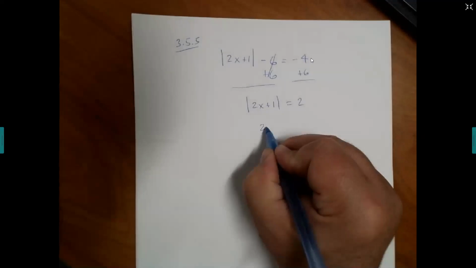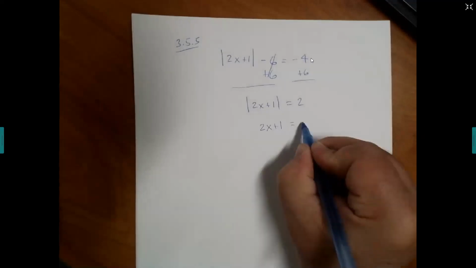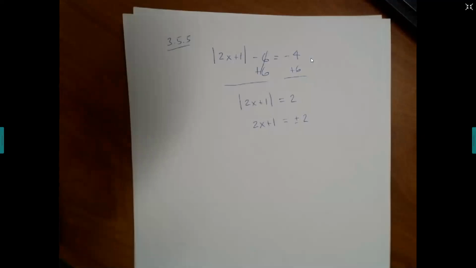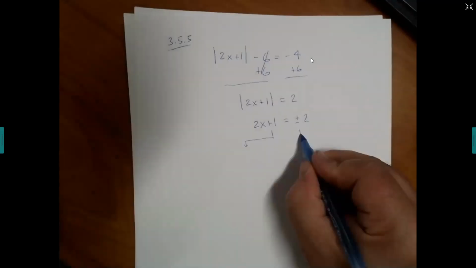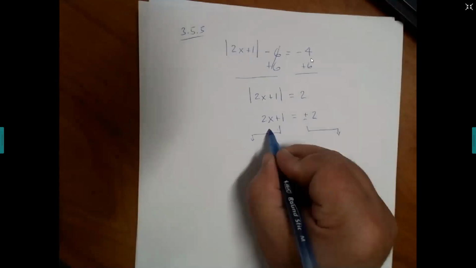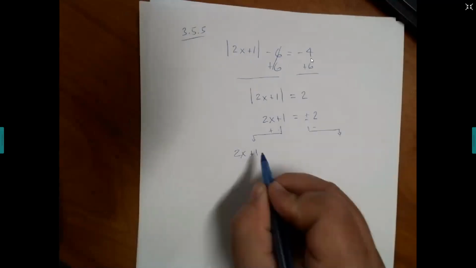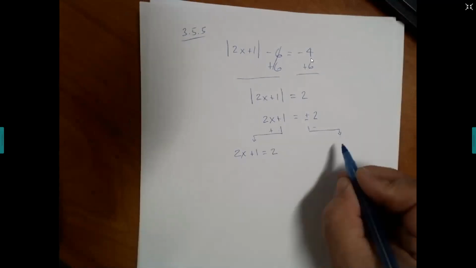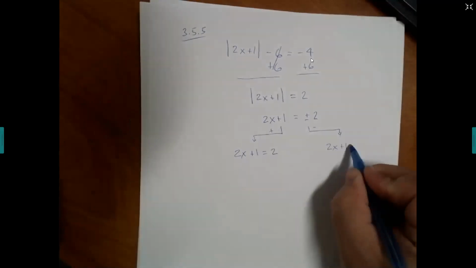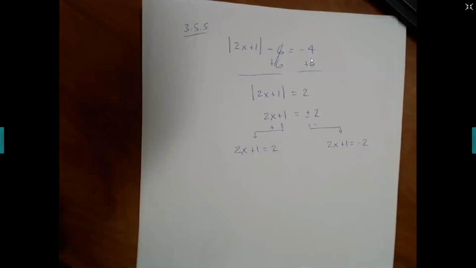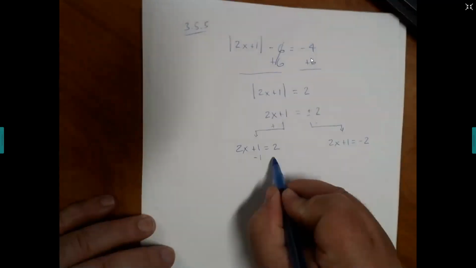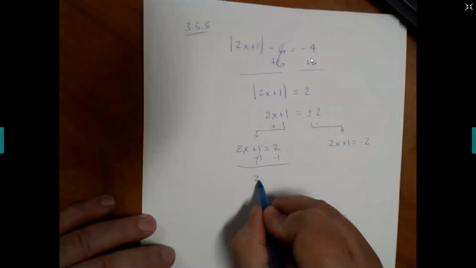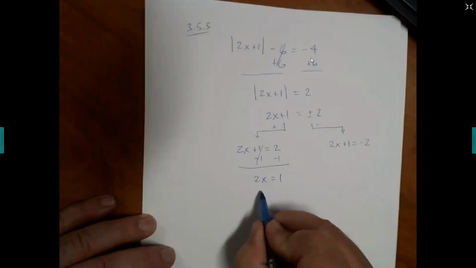Drop the absolute value sign. Then we just put a plus or minus on the right-hand side. There's plus and there's minus. So it's 2x plus 1 equals positive 2. 2x plus 1 equals negative 2. Subtract 1. 2x equals 1, and divide by 2.